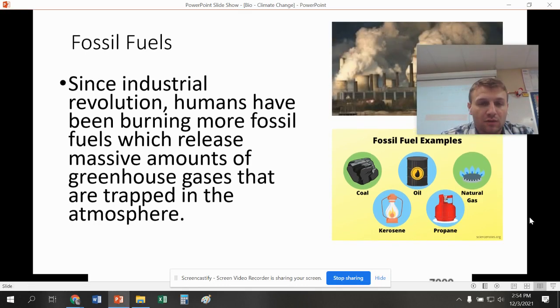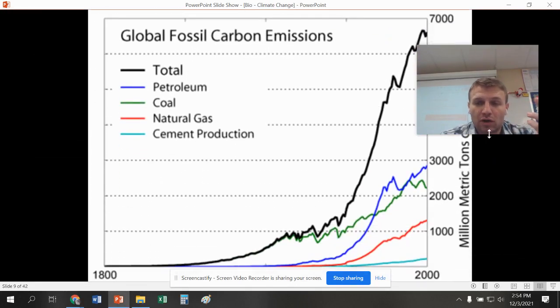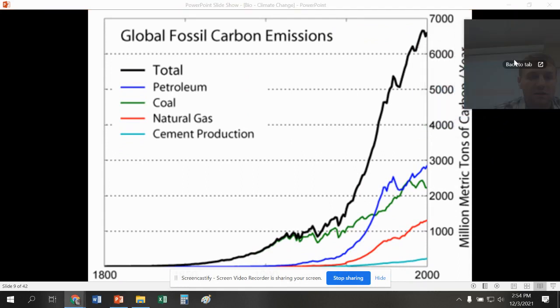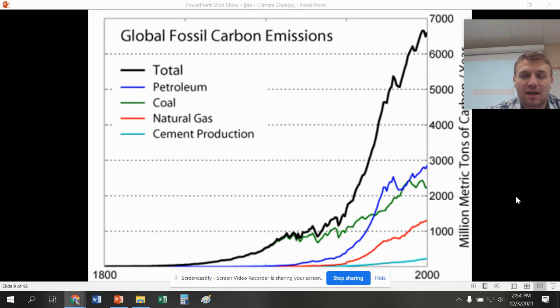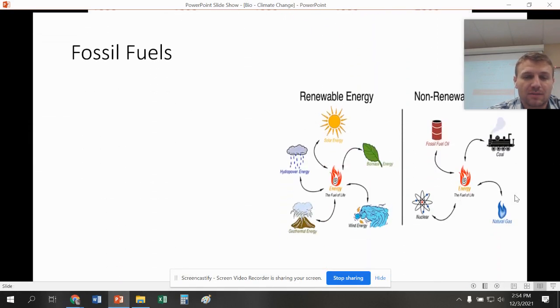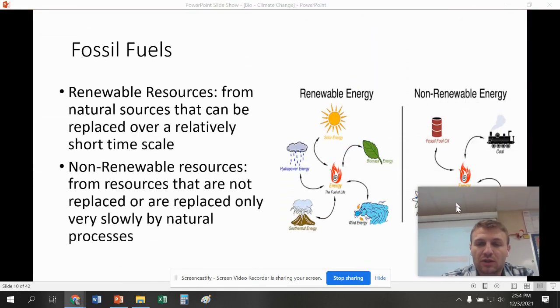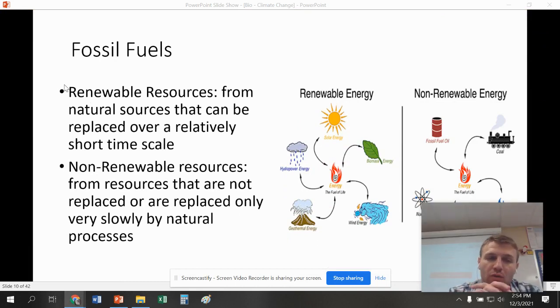Now, there are two different types of resources that we are using. You can see more graphs showing the fossil fuels being burnt and how much carbon emissions that is leading to. But two of the resources we talk about in here are renewable and non-renewable. Renewable resources come from natural resources that are very quickly reproduced. That's like your solar energy, your wind energy, your hydropower. These are resources that are very quickly renewed and don't take a lot of time.